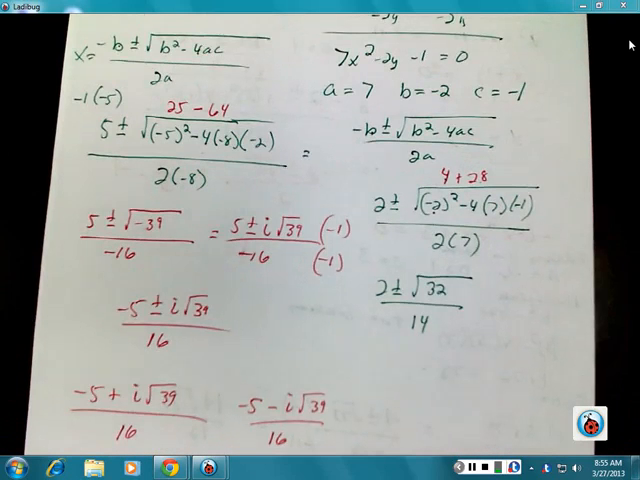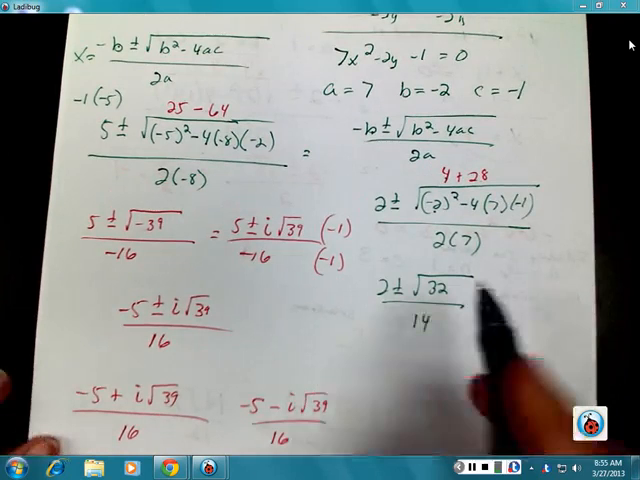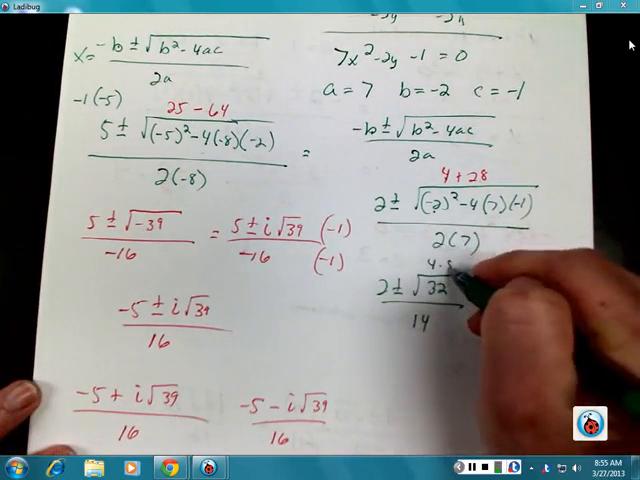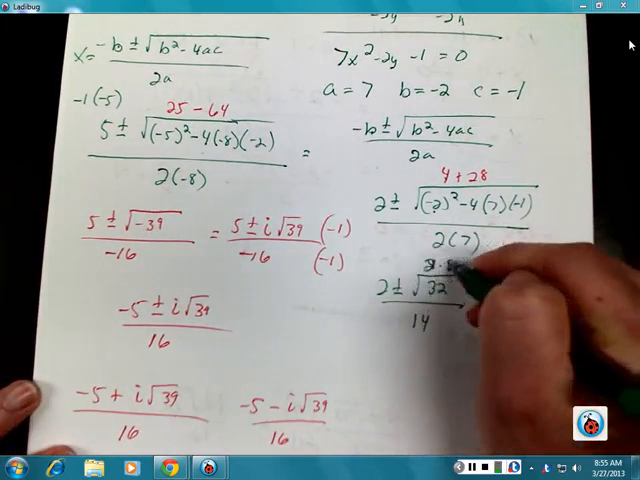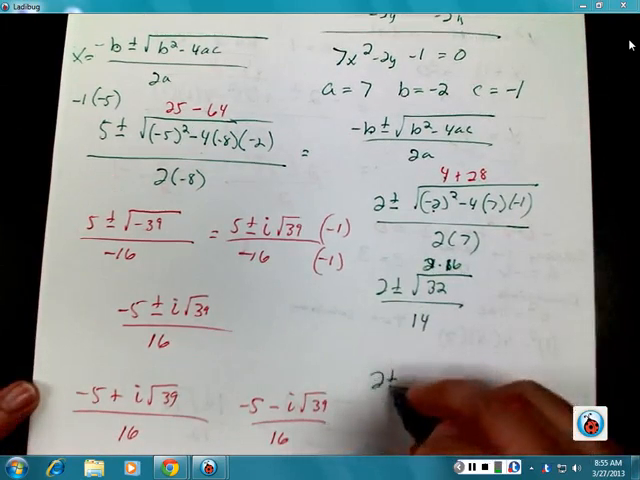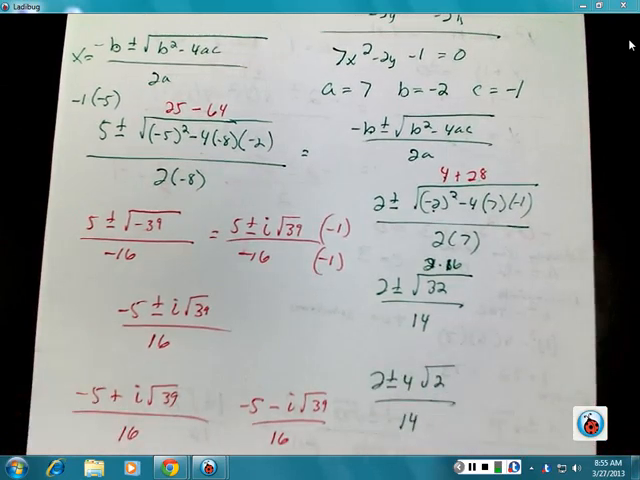But from chapter 9 we've learned we cannot leave this the way it is, right? So what does that have to become? It has to become 2 times the square root of 16, I think, right? And 16 is a perfect square, so that means I can pull out a 4, leave a 2, and put it over 14. Then what do you notice?